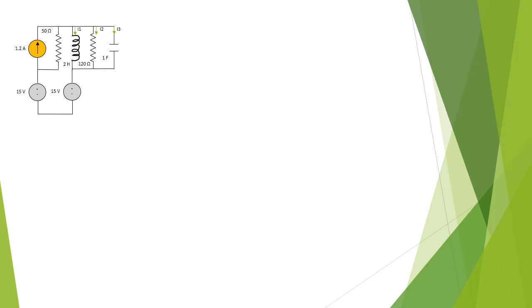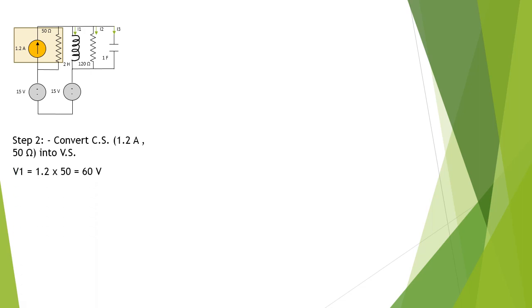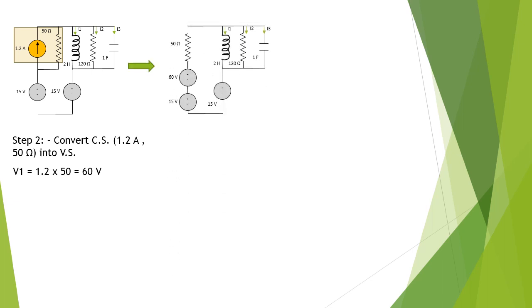So let us apply step number 2. First, what do you have to do? Convert this current source, which one? 1.2 ampere and 50 ohm. This is the practical current source which we have to convert into a voltage source. When we convert it into a voltage source, we have to find the value of voltage. By using Ohm's law, voltage is equal to current into resistance. Current is 1.2 ampere, resistance is 50 ohms. So we get a value of voltage as 60 volt. So now replace this current source by a voltage source. This is the new circuit which replaces the current source by a voltage source.